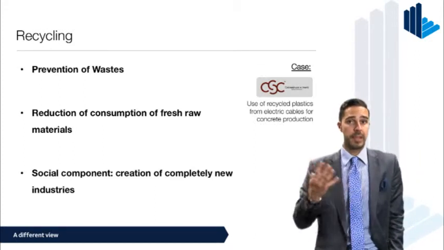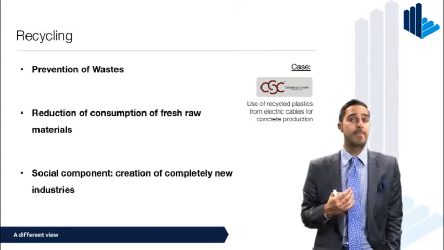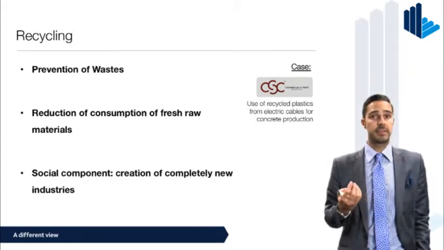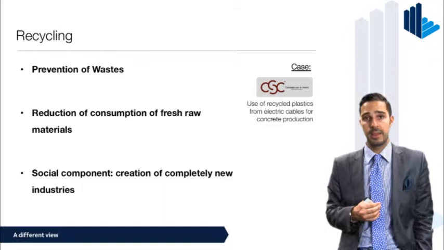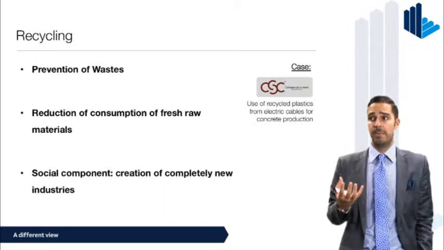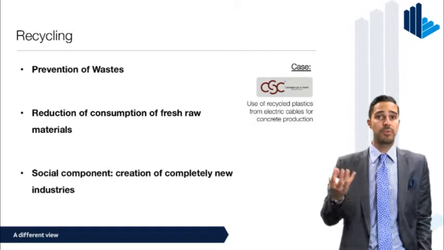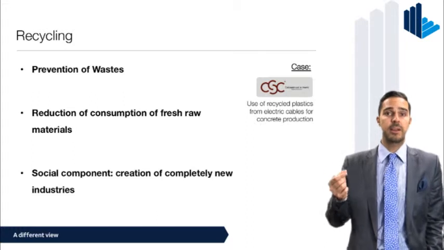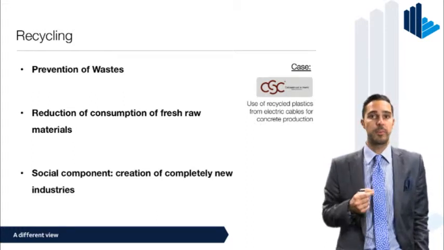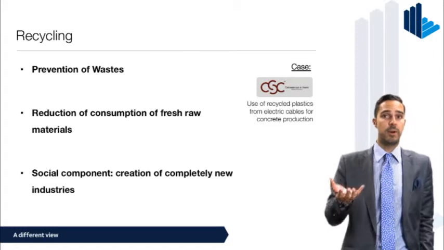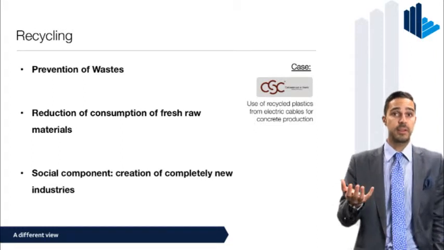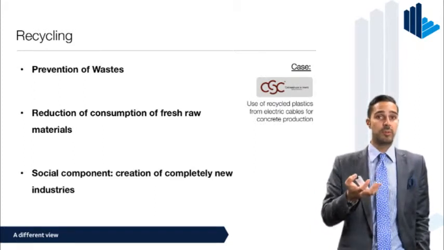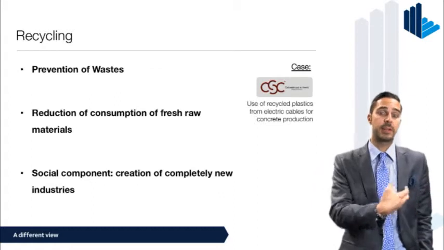There is a company, for example, that really developed a business model around this. It is a company called CSC. It's a small company based in Italy. Basically they produce concrete by using recycled electric cables as inert materials, and in this way they save on traditional inert materials. They are very cost competitive, and they also use a waste that is coming from another industry.